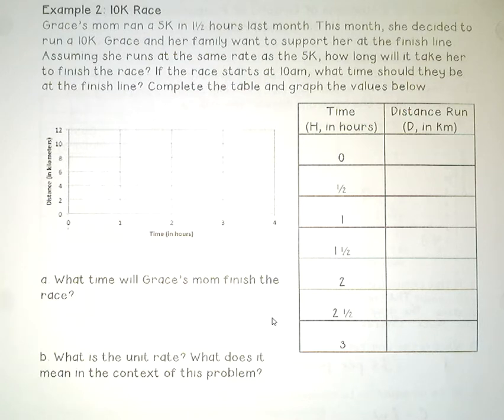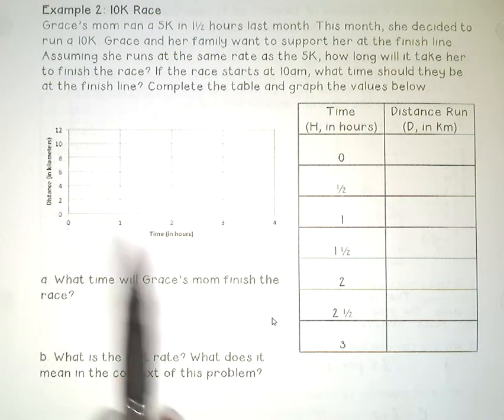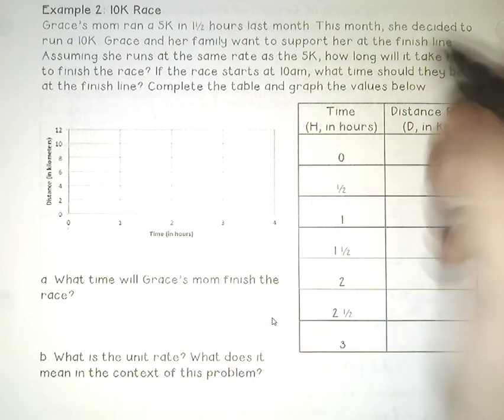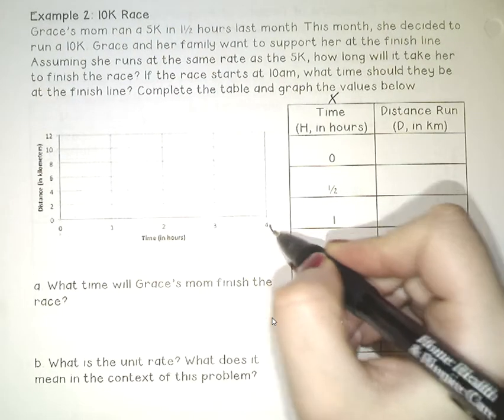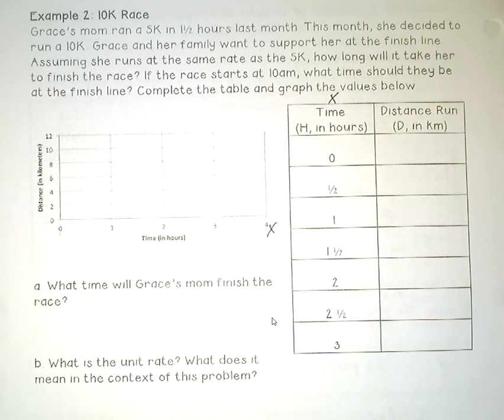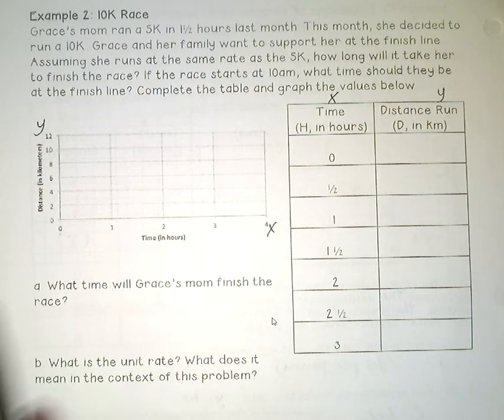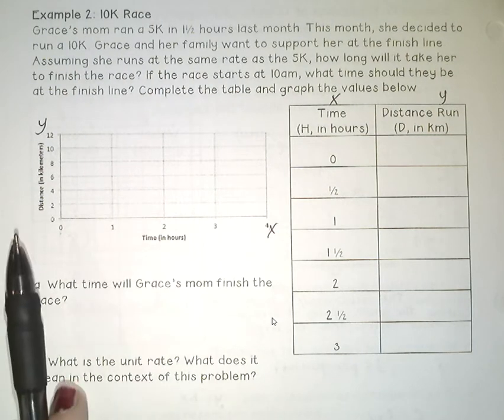Okay, so we have time in hours and distance in kilometers. So time in hours is our h, and it's our x on the x-axis. The distance in kilometers is d in kilometers and y-axis. The distance depends on the time, therefore it's a dependent variable.